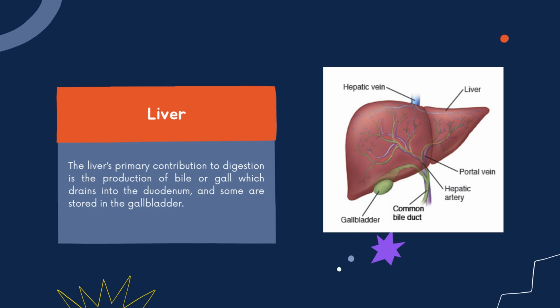Now we have the liver. Its primary contribution to digestion is the production of bile or gall, which drains into the duodenum, and some is stored in the gallbladder. It travels through the hepatic ducts, which merge together. Bile helps digest fats. The liver also stores iron and fat-soluble vitamins like vitamins A, D, E, and K.